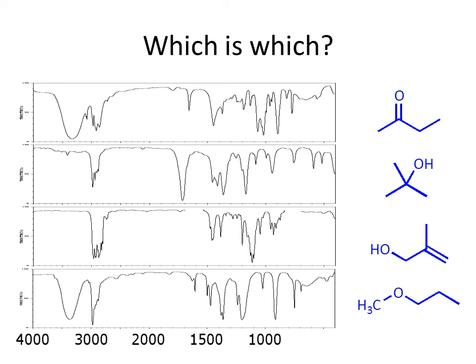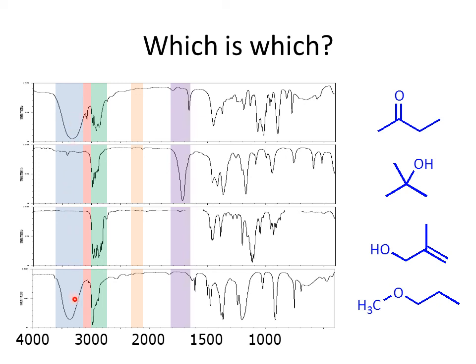All right, let's do a little exercise here. Here I've got 4 spectra and 4 molecules. Each of these molecules corresponds to one of the spectra. Which one's which? Well, let's look at these. Remember I said I'm going to look at 5 regions.